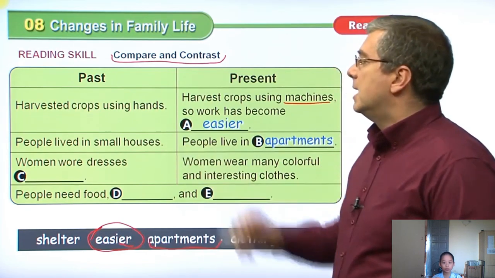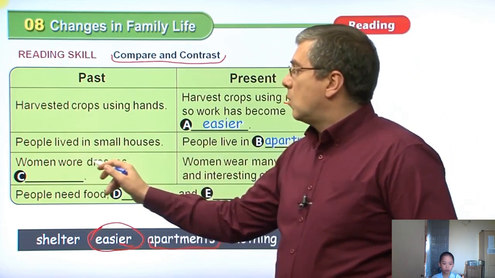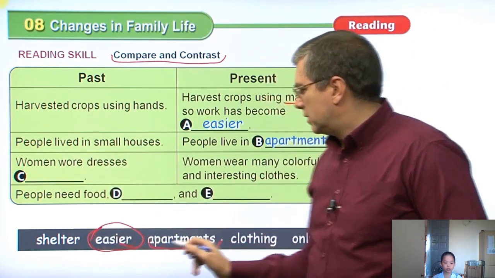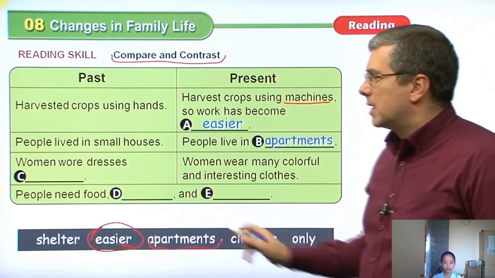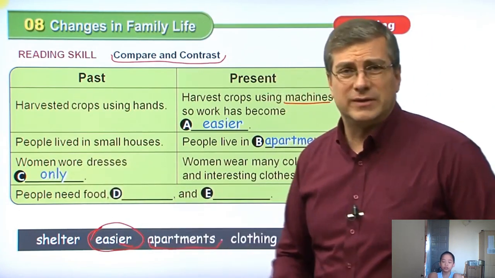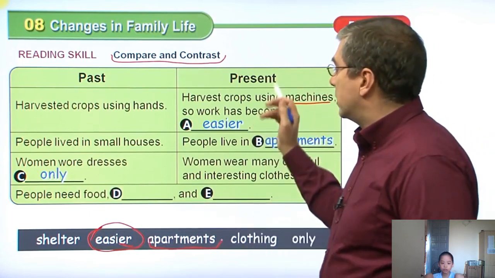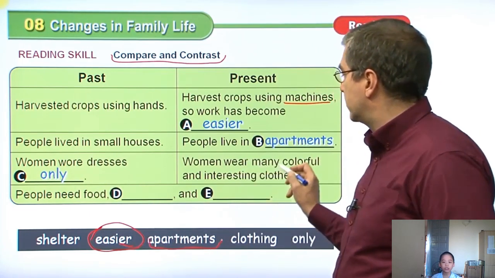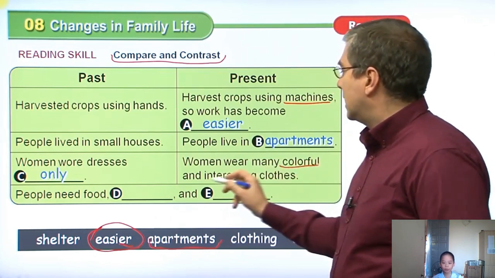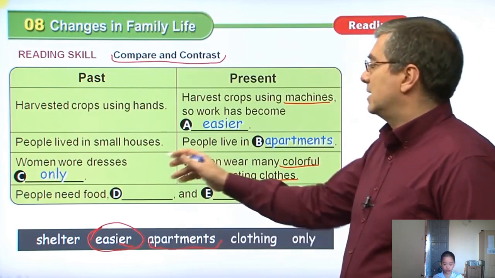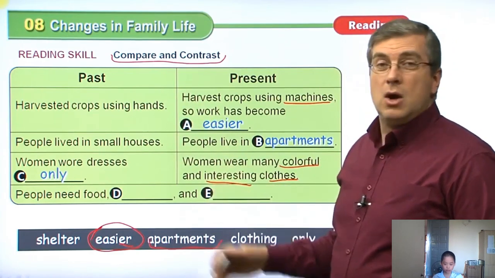In the past, women wore dresses. Shelter? No, women in the past didn't wear shelter. Clothing? No. Only? Yes. So in the present, women wear many colorful and interesting clothes. Okay, so that is correct.